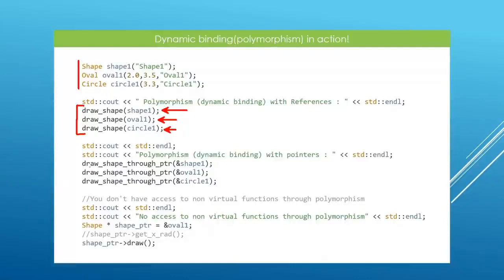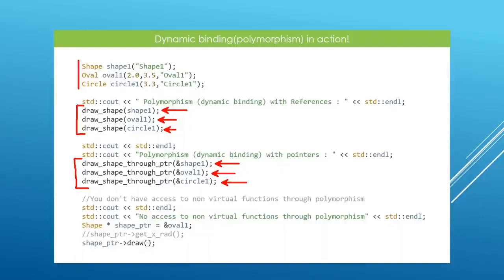If we want to call our methods that take pointers, we can do that. And on the first line here, we will call shape draw. On the second line here, we will call oval draw. And on the third line here, we will call circle draw. This is what we want to achieve.